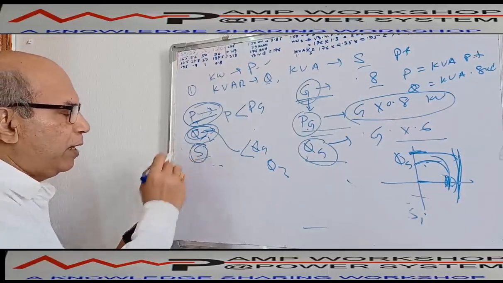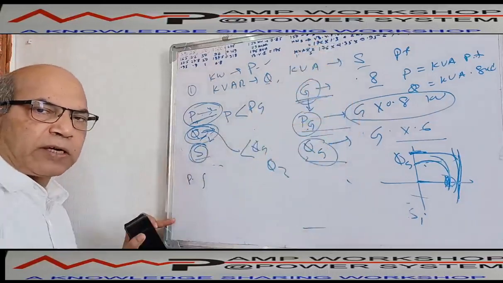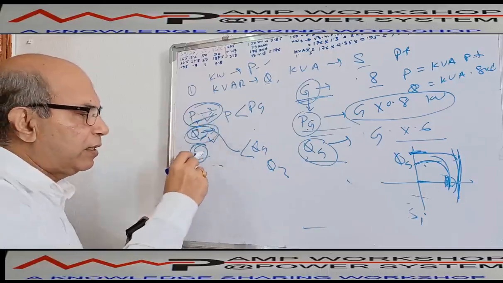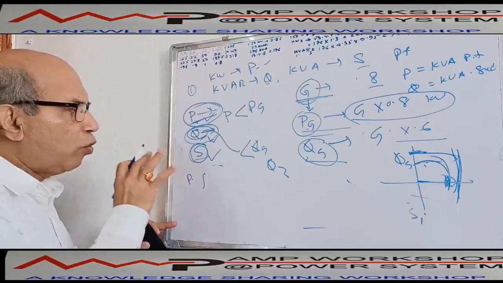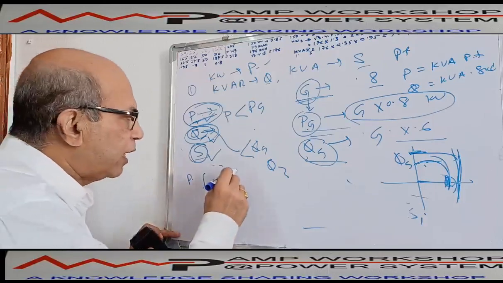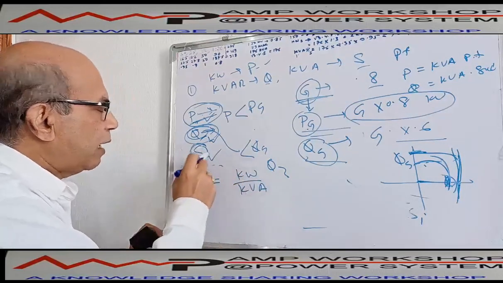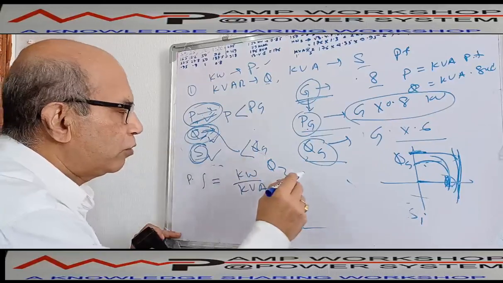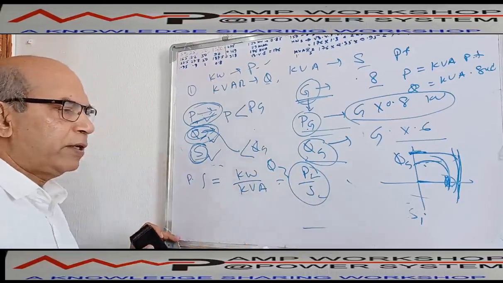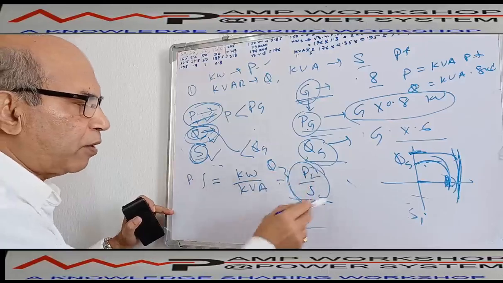When we load the kVA, we know the power factor of the load separately. Now when the load is drawing this amount of kilowatt, this amount of kVAr and this amount of kVA, what will be the overall power factor? Power factor is equal to kilowatt by kVA. We know the total kilowatt and the total kVA, so P by S is equal to the total load power factor PFL, the power factor of the overall load.